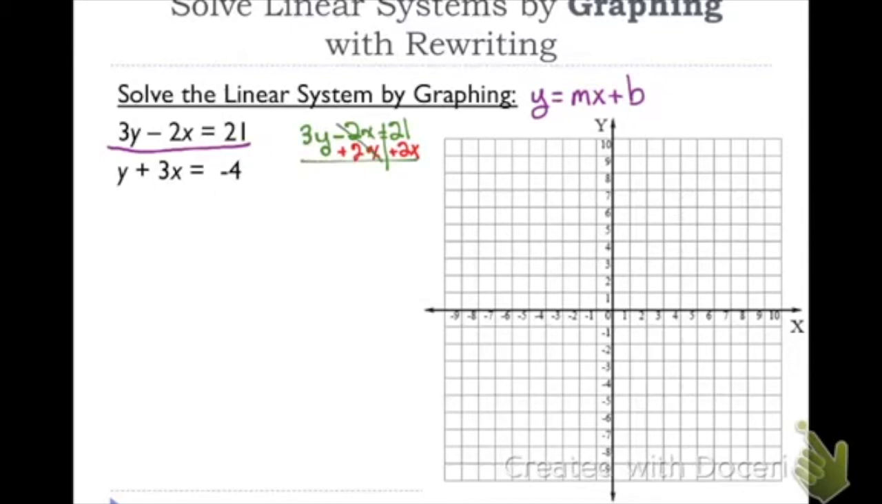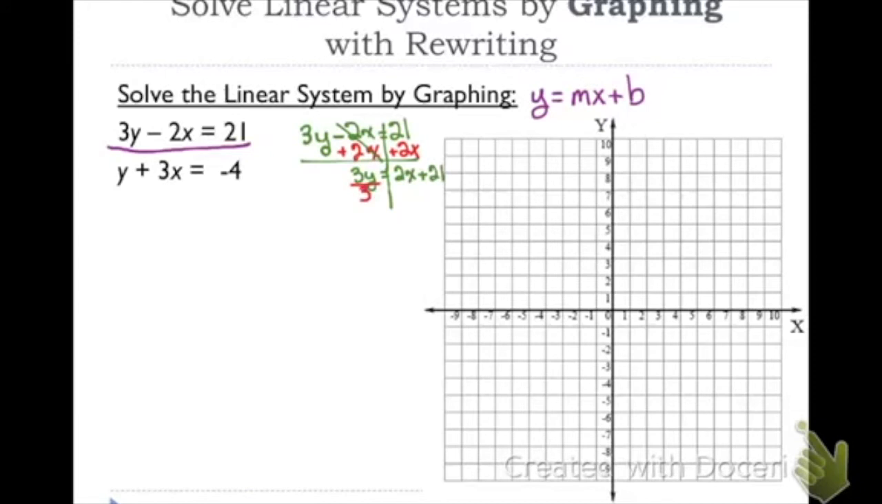That gives me 3y on the left side of my equal sign, and on the right side I cannot add 21 and 2x because one has an x and one doesn't. So I'm always going to write down my variable term first, the term with the x, and then say plus 21, because it's a positive 21. Now the next thing I have to get rid of is my 3, and the 3 is being multiplied by y, so I'm going to do the opposite, which is divide.